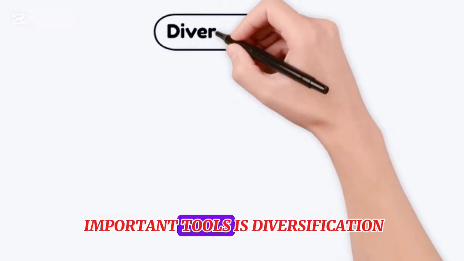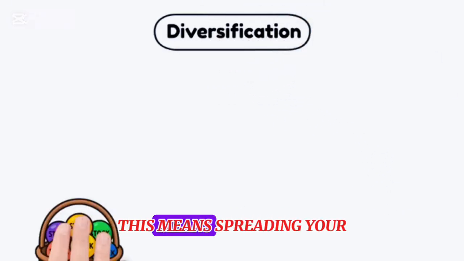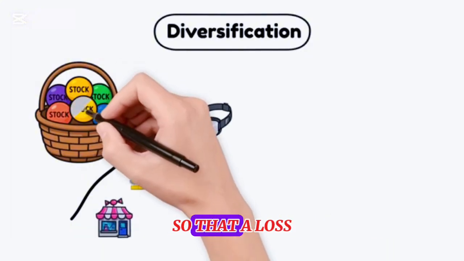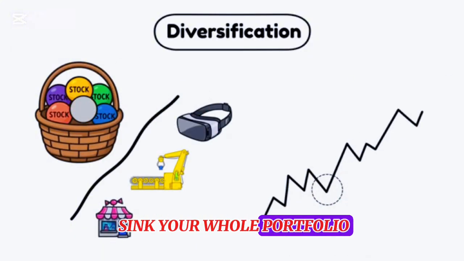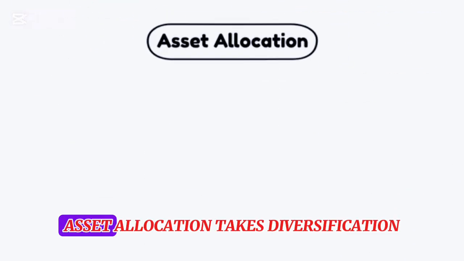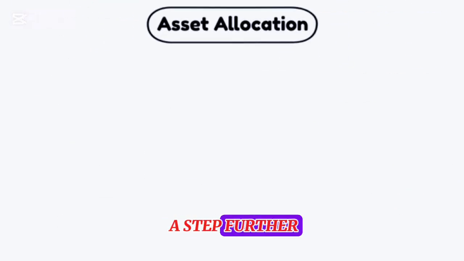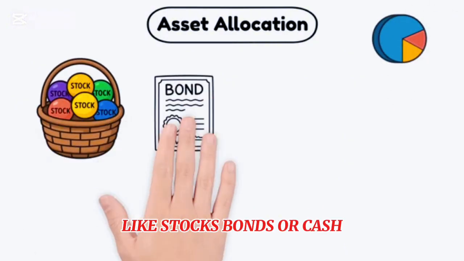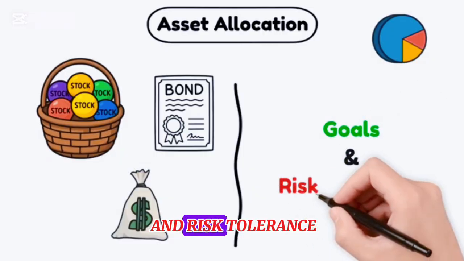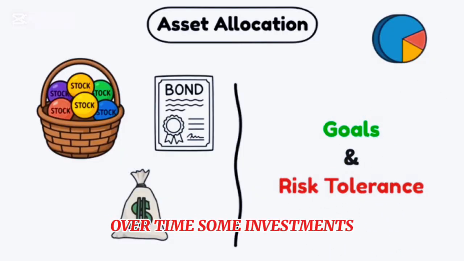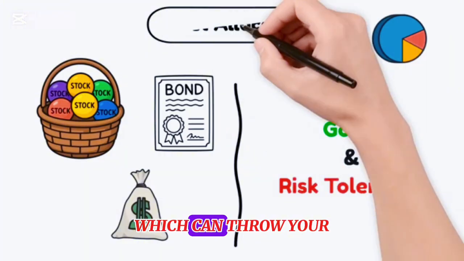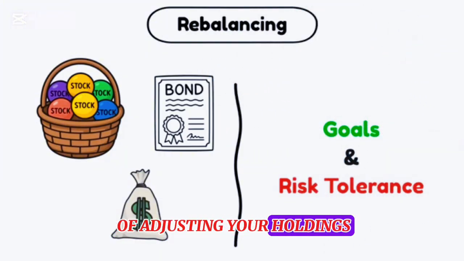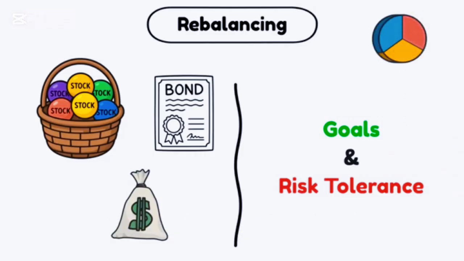One of the most important tools is diversification. This means spreading your investments across different stocks, sectors, or asset types so that a loss in one area doesn't sink your whole portfolio. Asset allocation takes diversification a step further. It's about dividing your money between different types of assets, like stocks, bonds, or cash, based on your goals and risk tolerance. Over time, some investments grow faster than others, which can throw your portfolio out of balance. Rebalancing is the process of adjusting your holdings to return to your original target allocation.